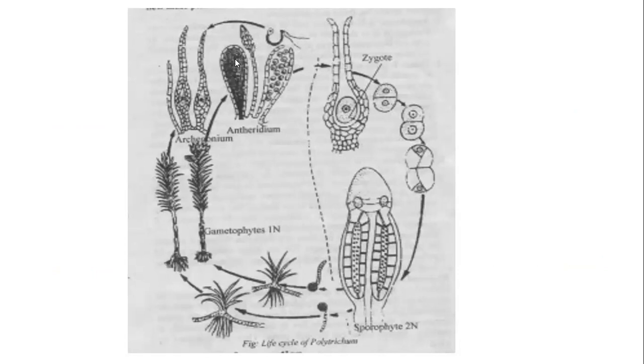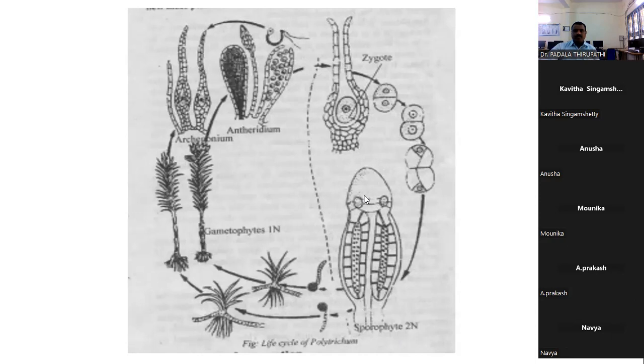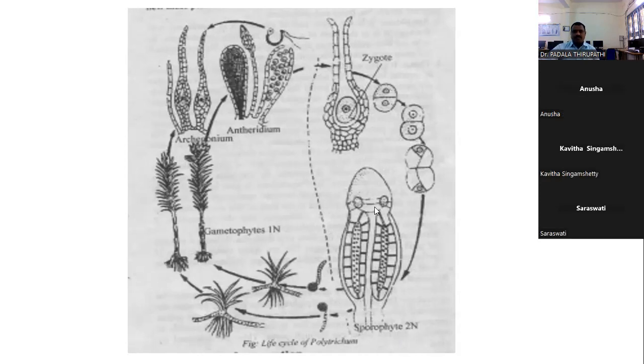Now, the antherozoids from here will enter into the archegonium, fuse with the egg cell, form the zygote, and the zygote develops into the next generation, what we call the sporophyte. So this is a sporophyte here. The lowermost is the foot, seta, and this is the entire capsule region. These are the spore sacs, the central columella. You can look into this. These are the peristomial teeth in two rows, and this is the operculum.